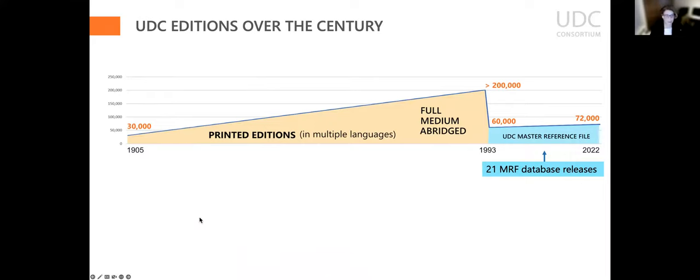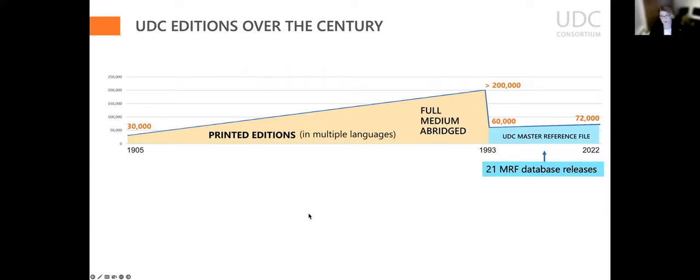So when we're talking about UDC, we take 1905 as being the start, the first edition of the Universal Decimal Classification. In the period of 80 years, it was developed as an international system printed in hundreds of editions in different countries as full or medium or abridged edition. And at the end of 1980s, it reached over 200,000 classes, and the International Federation for Documentation, or FID, decided that classification was unmanageable in that size and that in order to continue and make it sustainable, they reduced the classification to what was previously the medium edition. They entered it into a database, and this UDC master reference file has become since then a standard classification.